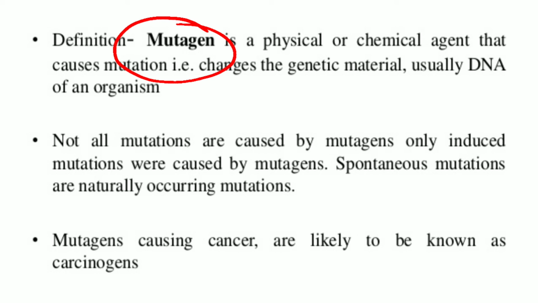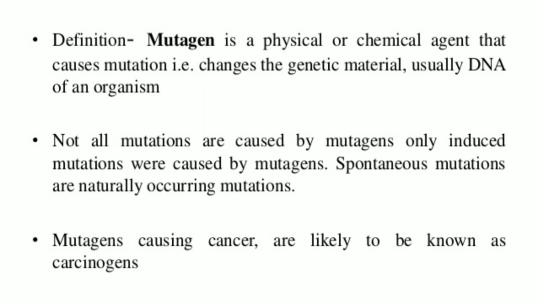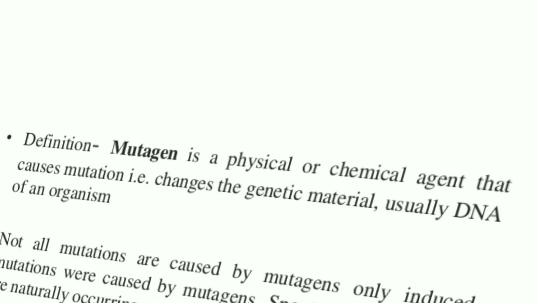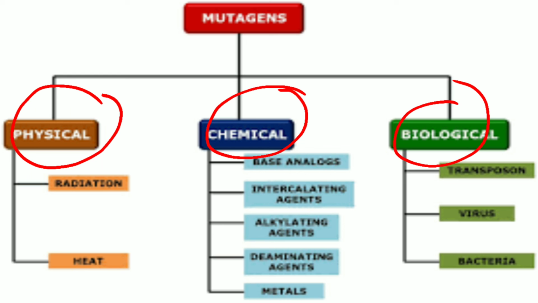However, not all mutations are advantageous. Mutagens may cause cancer and are then known as carcinogens. Whenever a mutagen is applied, it could produce various mutants, out of which we could choose the mutant of our choice. Various mutagens are used, and broadly we have classified the mutagens into physical, chemical and biological mutagens.